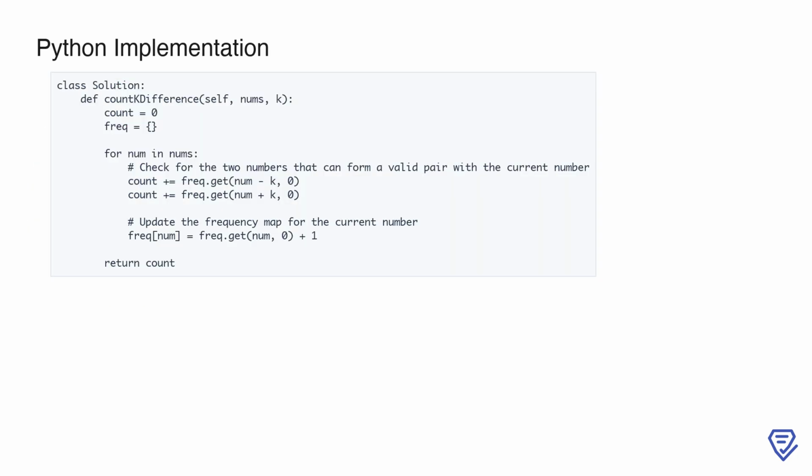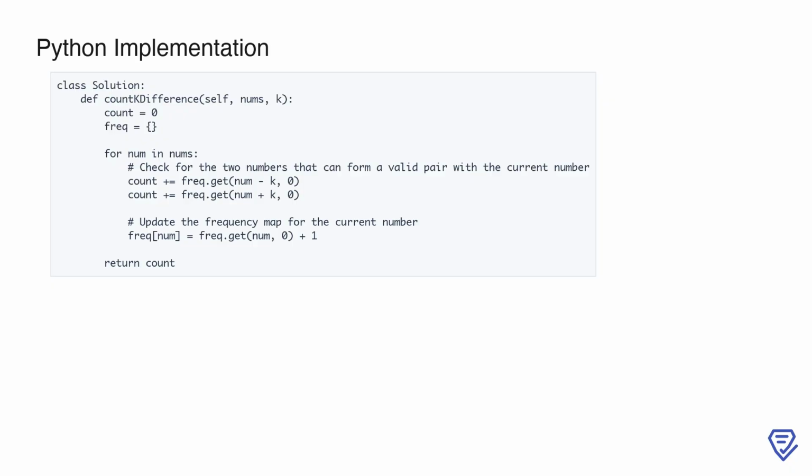This implementation of LeetCode problem number 2006, Count Number of Pairs With Absolute Difference K, uses an optimized approach leveraging a hash map to count the frequency of numbers as we iterate through the array. The function countKDifference is part of the Solution class, which is the standard LeetCode template. First, we initialize two variables: count, which will store the total number of valid pairs, and frequency, a hash map that keeps track of the frequency of numbers encountered so far.